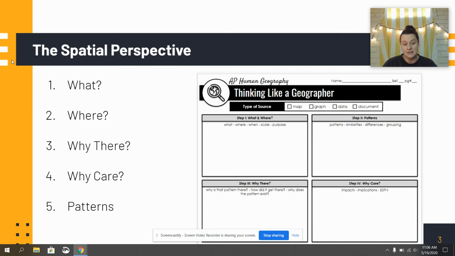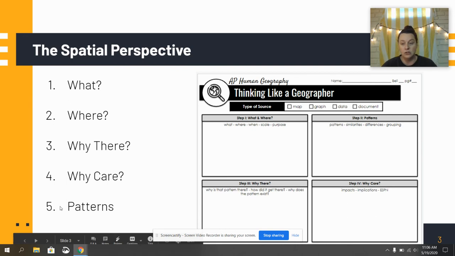That leads us to this number 5 here, that geographers are constantly looking for patterns on the cultural landscape. You'll probably see this kind of analysis page multiple times, because this is what is going to help us think like a geographer and have that spatial perspective.